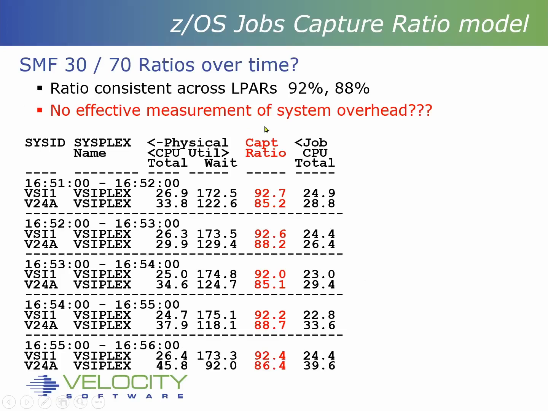And looking at two of our LPARs over time, just to see, is it consistent? Capture ratio. So these are two of our zOS systems. 92.7, 92.6, 92, 92. Okay. And so it is pretty consistent, but LPAR to LPAR is different. So I think it's relevant to look at why my capture ratio is what it is. I'm losing 15% on this LPAR, I'm losing only 8% on this LPAR. So is that system time, or am I losing something else? And I think that's a critical question.